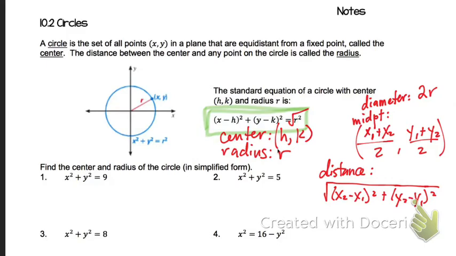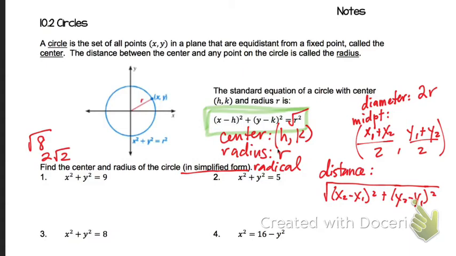So number 1, it says find the center and the radius in simplified form. That means you're going to leave it as a radical, but you're going to simplify it. So for instance, if I had the square root of 8, you would not want to leave it like that. You would want to pull out a 4, and it would be 2 square root of 2. So we're going to get a little bit of that practice in. That's what it means by simplified form.